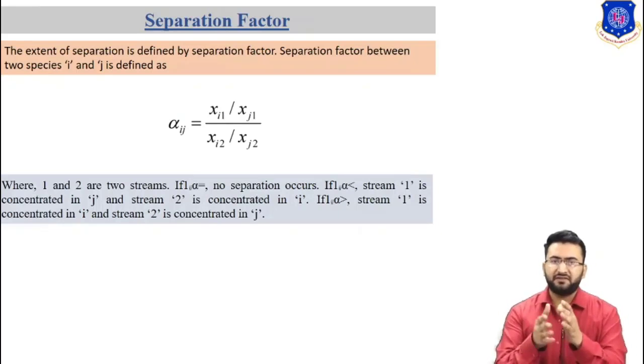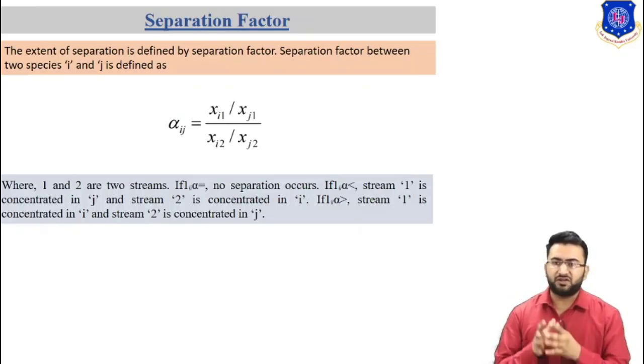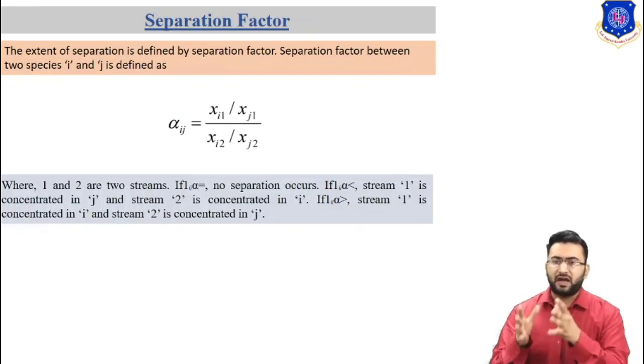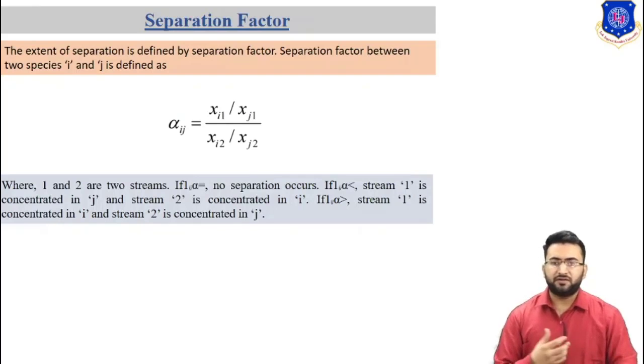If alpha ij is equal to 1, no separation occurs. If alpha ij is less than 1, which means stream 1 is a concentrate in J and stream 2 is a concentrate in I. If alpha ij is greater than 1, which means stream 1 is a concentrate in I and stream 2 is a concentrate in J. So this is all about the separation factor.